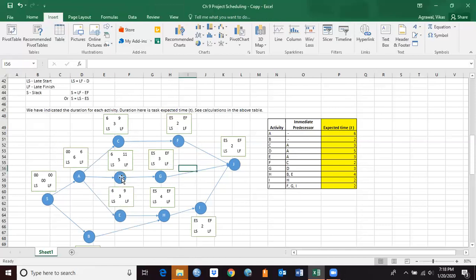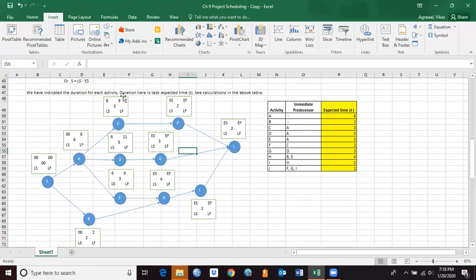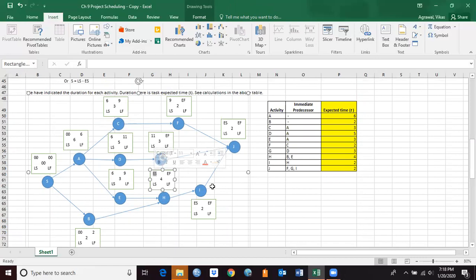Now, since activity C is done on 9th, I can start F on 9th, because once activity C is done, I can immediately start activity F. Likewise, I can start activity G, early start time equals 11, because that's when activity D is completed. Early start time for H is going to be 9.